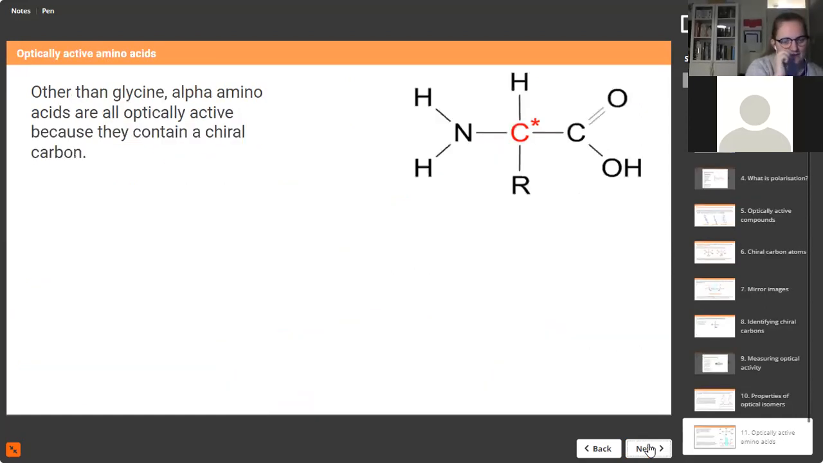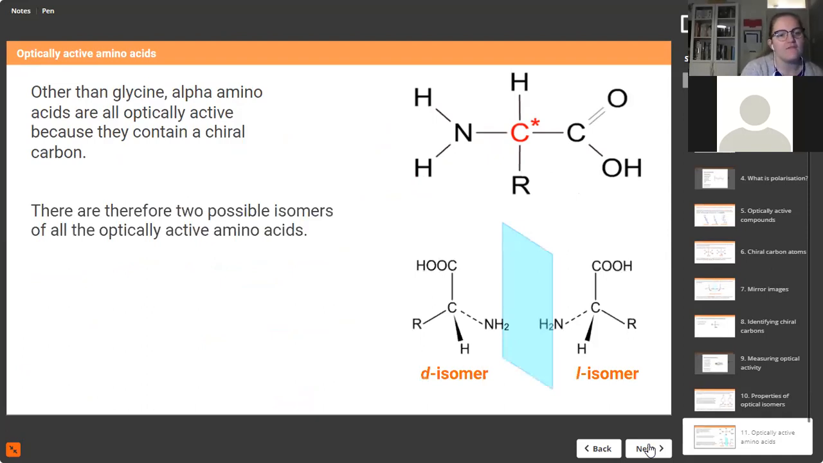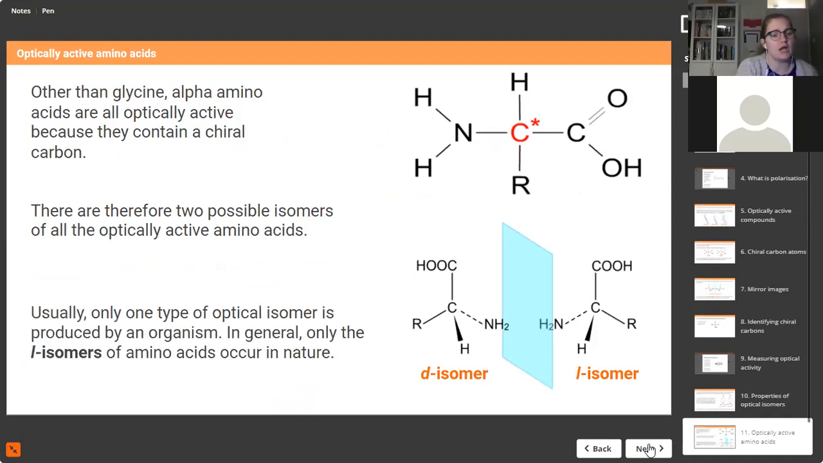So, optically active amino acids. Other than glycine, all alpha amino acids are optically active because they all contain a chiral carbon. We've just spoken about chiral carbons. There are therefore two possible isomers of all the optically active amino acids. Usually only one type of optical isomer is produced by an organism. So in general, it's only the L isomers of amino acids that occur in nature. But there's something really interesting about that.